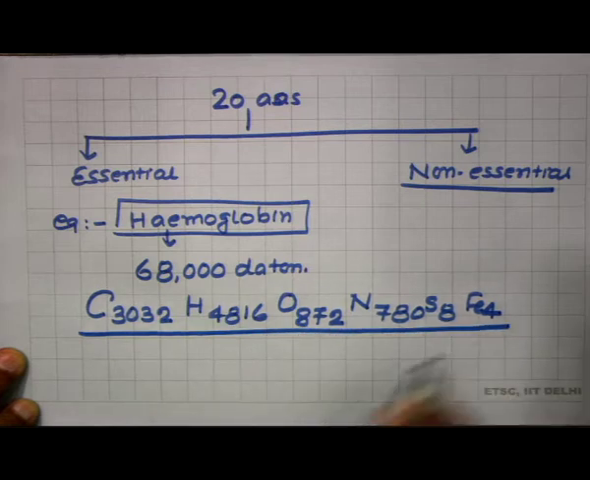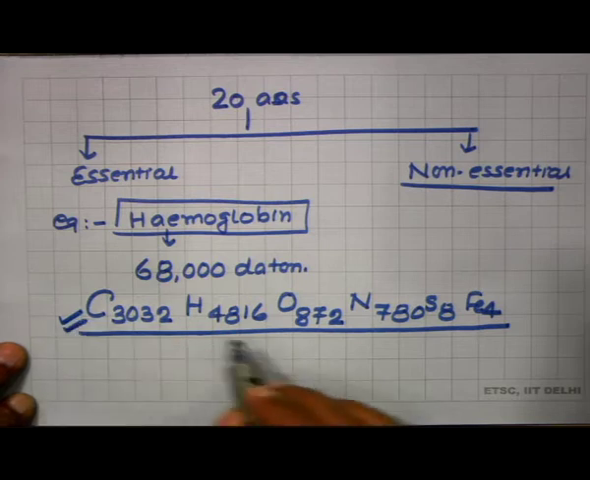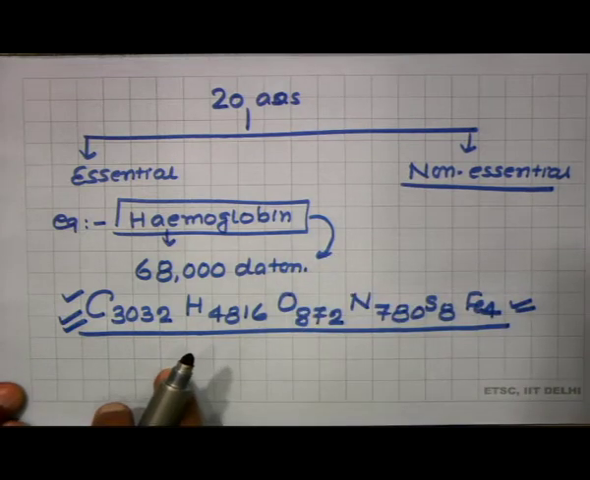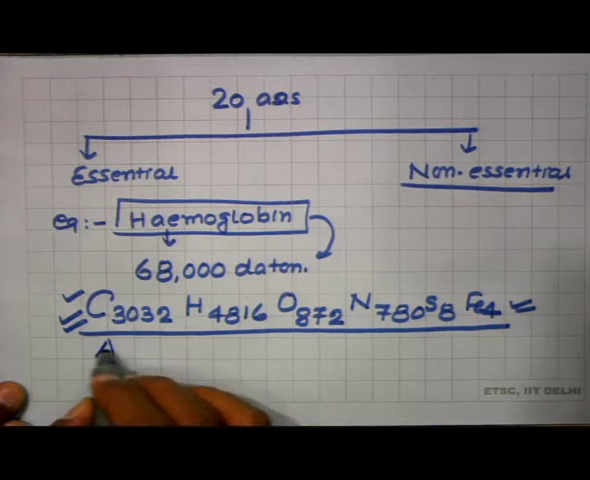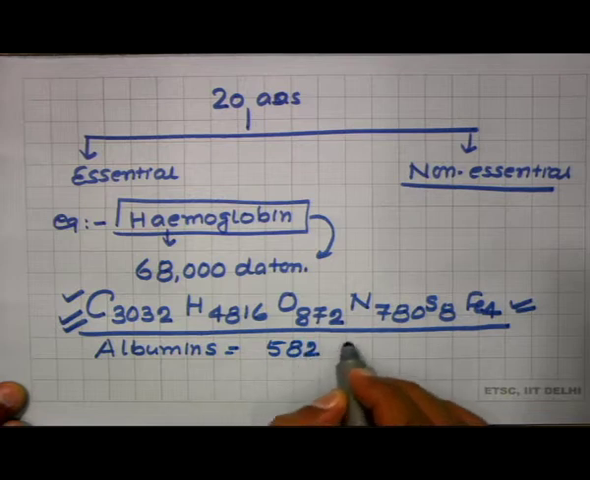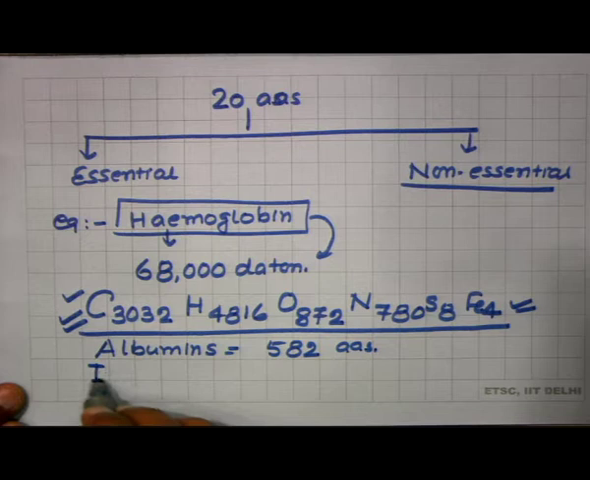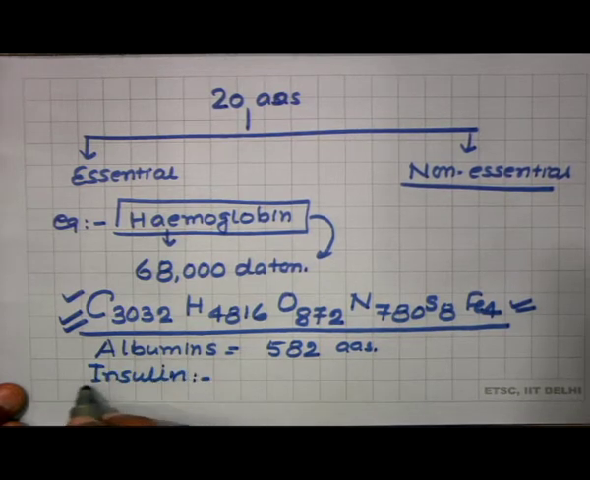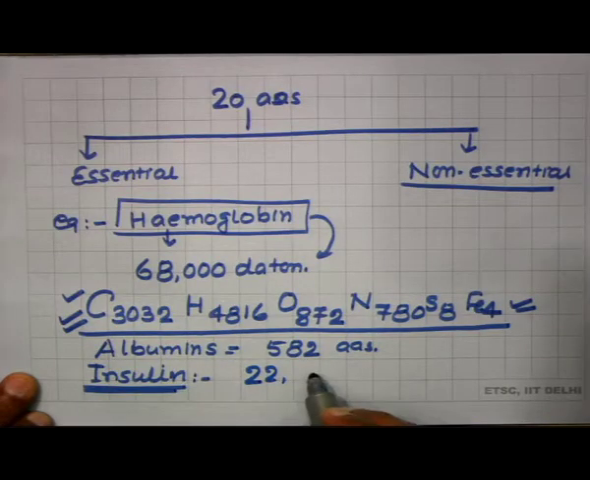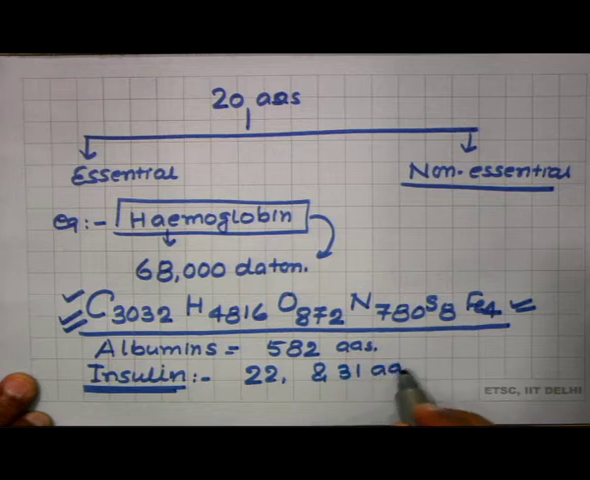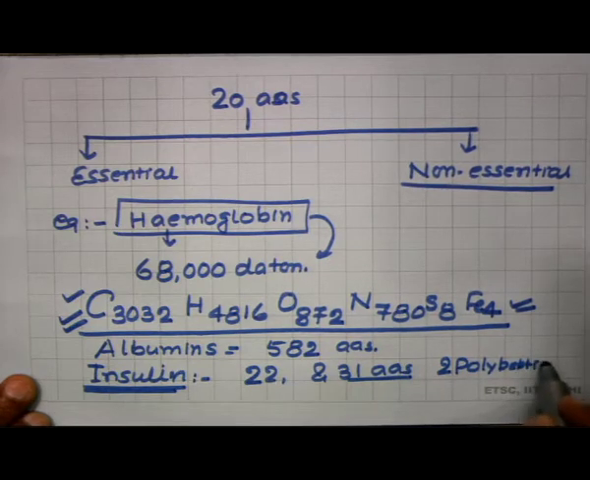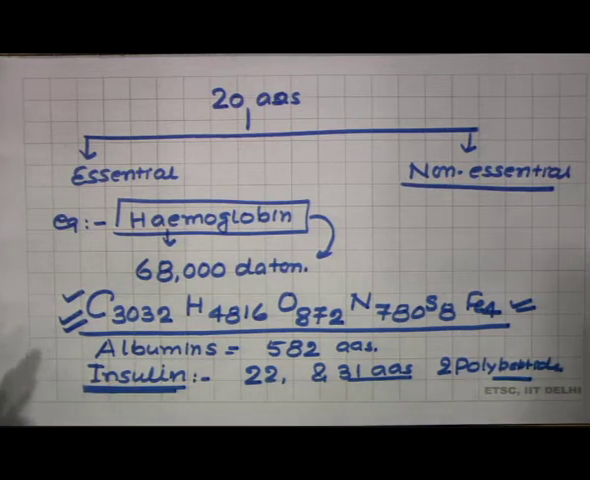So this is the molecular formula of hemoglobin, and its molecular weight is about 68,000. Besides this, there are large proteins like albumin, which is made by 582 amino acids. Insulin, you are already aware, is formed by the beta cells of the pancreas. It is made by 22 and 31 amino acids, and two types of polypeptide chains are present in insulin, that is alpha chain and beta chain.